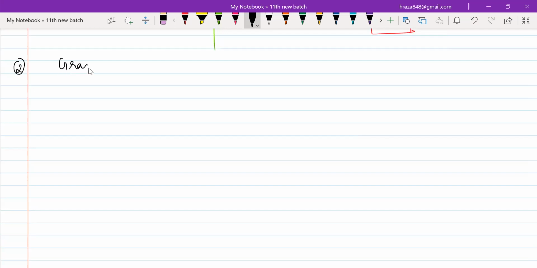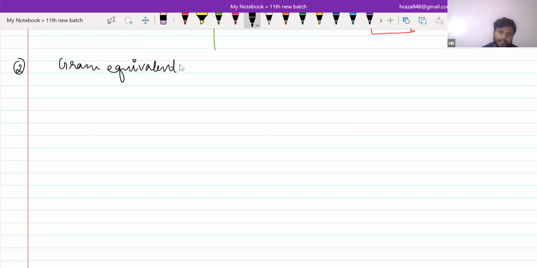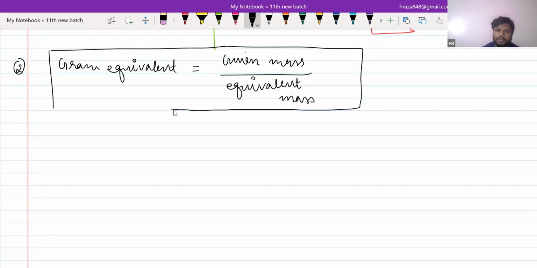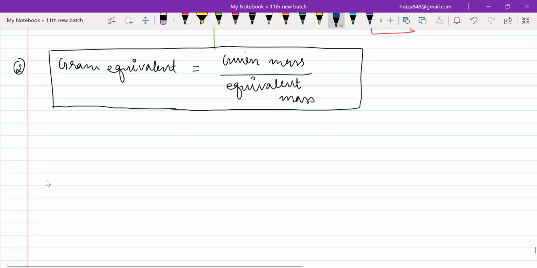Now the second term, gram equivalent. Gram equivalent has a formula like number of moles: given mass upon equivalent mass. Given mass will be given in the question, and equivalent mass you can easily calculate by looking at the compound, whether it is an acid, base, or salt. Yes or no?